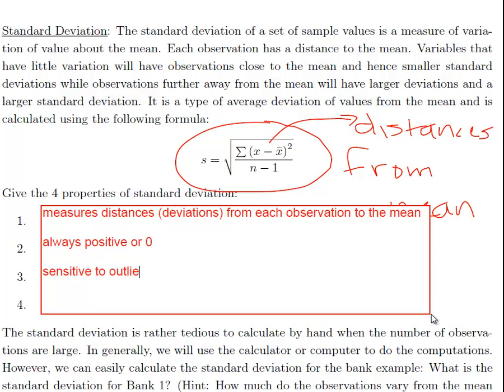It's sensitive to outliers, so we also say not resistant. It's not as sensitive as the range, but it's still sensitive to outliers. And the units are the same as the variable. So for our example, the standard deviation would be in minutes because the units were minutes for waiting time. So those are the properties of the standard deviation.